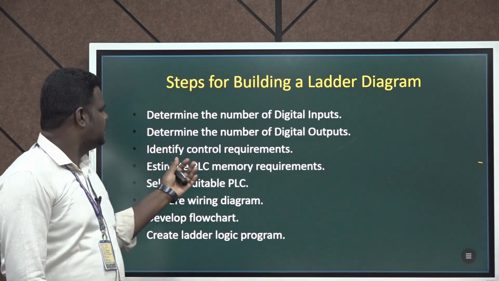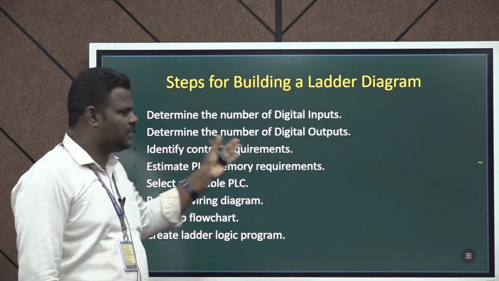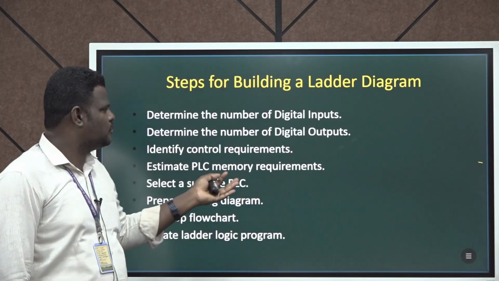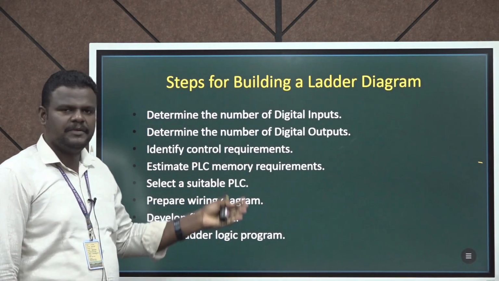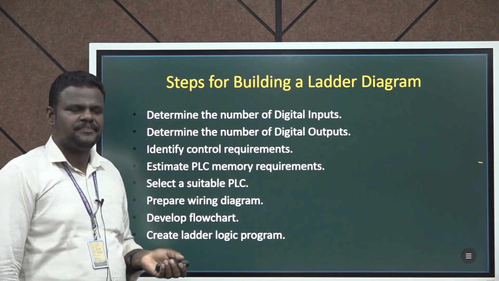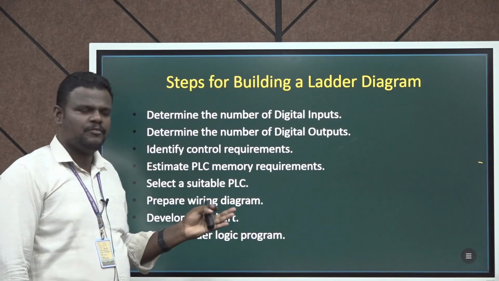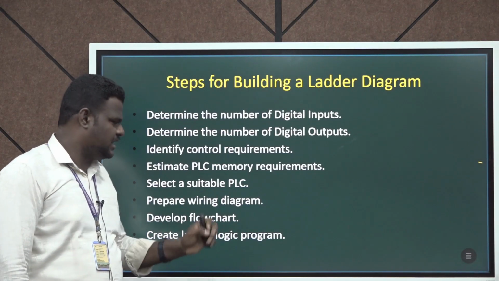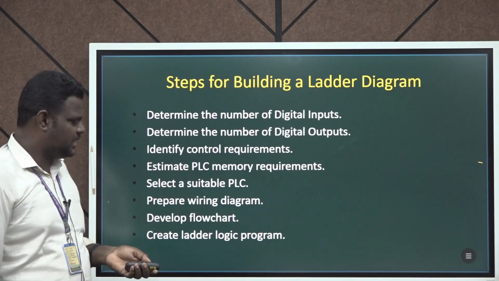Okay. Then we need to determine the number of digital inputs, and then the number of digital outputs. Then we need to identify the control requirements. Then we need to estimate the PLC memory requirements. Then we need to select a suitable PLC. Okay. Then we need to prepare a wiring diagram. Then we need to develop a flow chart. Then we need to create a ladder logic program. So these are all the steps associated with PLC ladder logic programming.